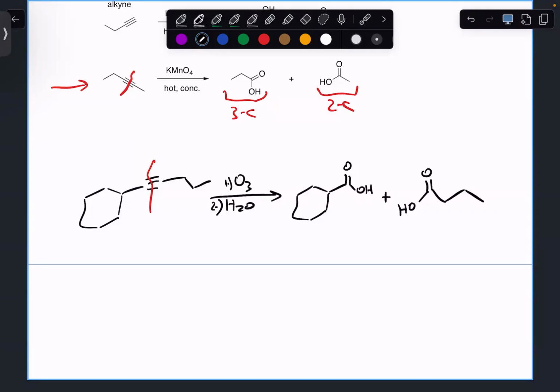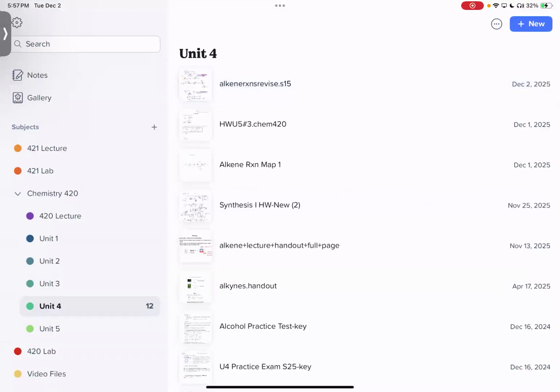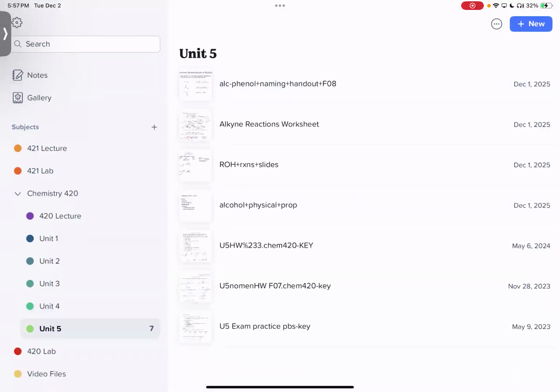All right. Well, that takes us to the end of alkyne reactions. So again, if you know the alkene reactions, I think the alkyne reactions will be pretty straightforward for you because they are nearly identical. Okay. All right. Let's go ahead and switch gears a little bit and get into the reactions of alcohols.